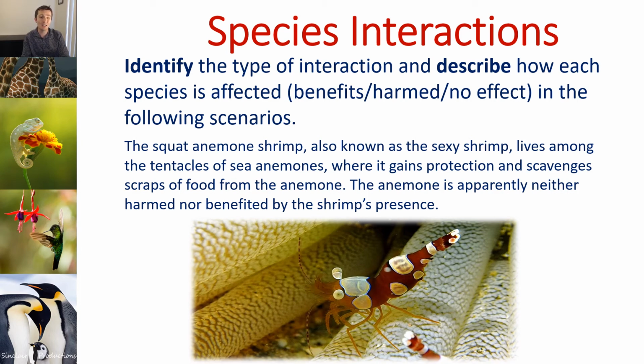The anemone is apparently neither harmed nor benefited by the shrimp's presence. Again, very difficult to do, but they're saying there's not a significant benefit or significant harm to the anemone. So when we look at this, it is a symbiotic relationship. So the shrimp benefits, the anemone very neutral. So in that case, that is an example of commensalism. Okay, hopefully you got that.